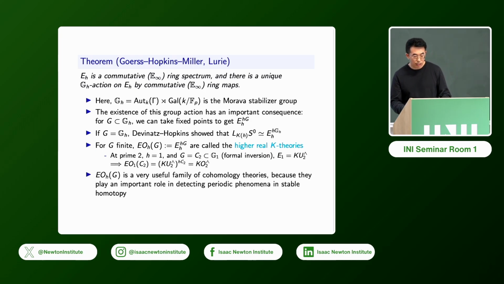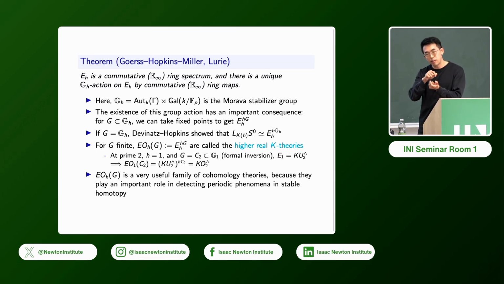The EO theories are a very useful family of cohomology theories because they play an important role in detecting periodic phenomena in stable homotopy. Can I ask a question? Yeah, of course. Is there something wrong with your uniqueness statement because there's also the trivial action? But G_h has to act a certain way, there's a condition on pi star. It has to act in pi star by the automorphisms of the formal group.